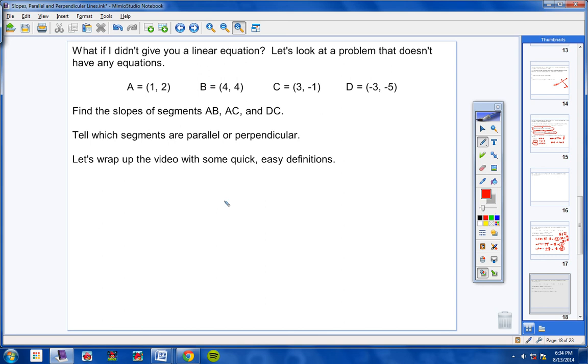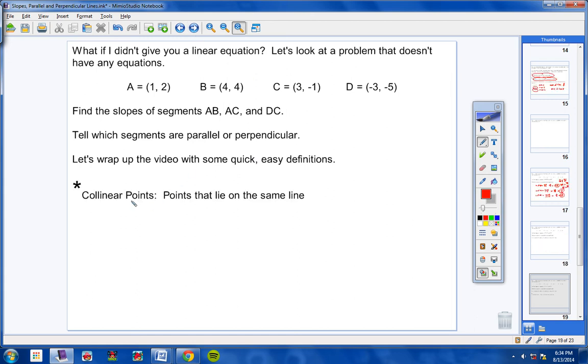Now let's quickly wrap up the video with some quick, easy definitions. Here we go. Collinear points. Those are points that lie on the same line. Collinear points, points that lie on the same line.